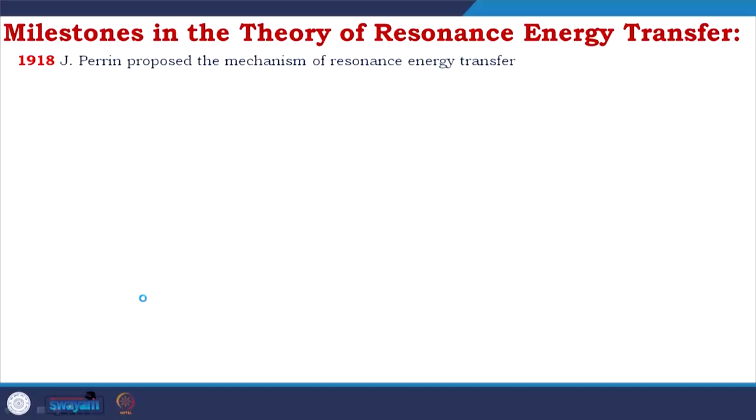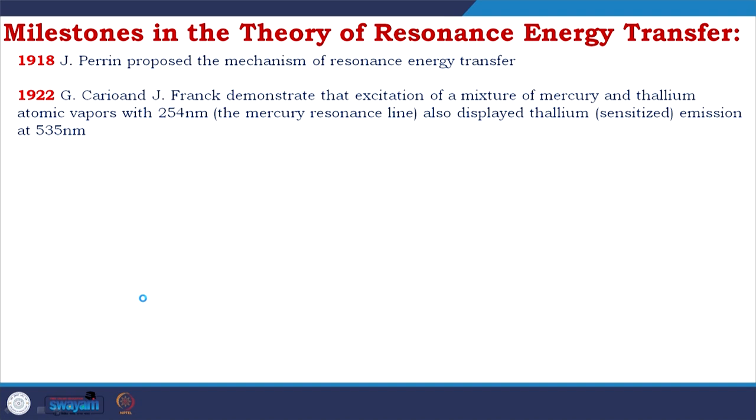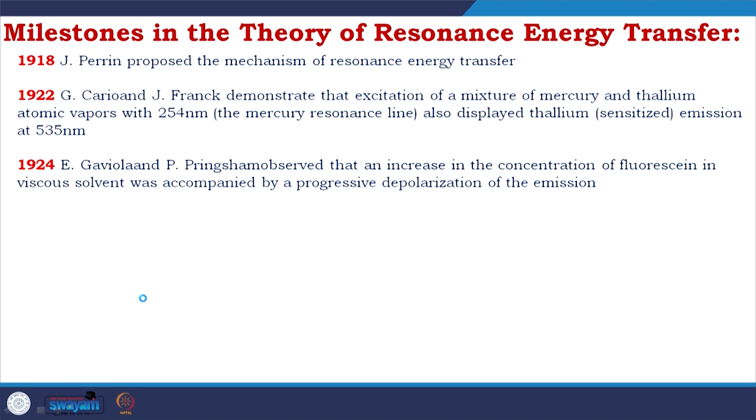In 1922, J. Carrio and J. Franck demonstrated the excitation of a mixture of mercury and thallium atomic vapors with 254 nanometer. The mercury resonance line also displayed thallium emission at 535 nanometer. In 1924, E. Gaviola and P. Pringsheim observed that an increase in the concentration of fluorescein in a viscous solvent was accompanied by a progressive depolarization of the emission.